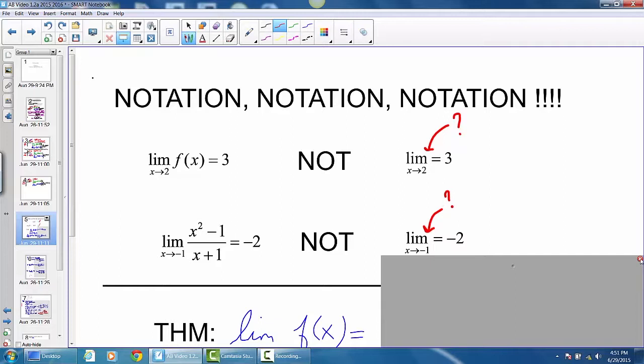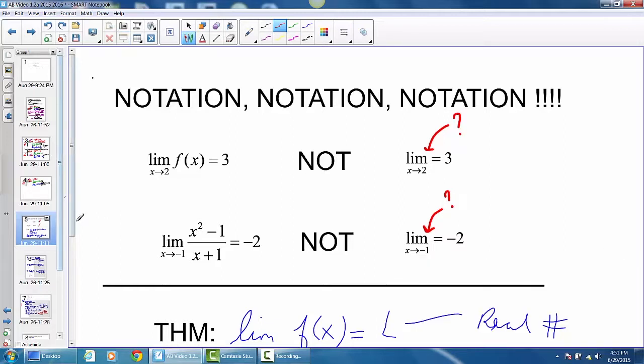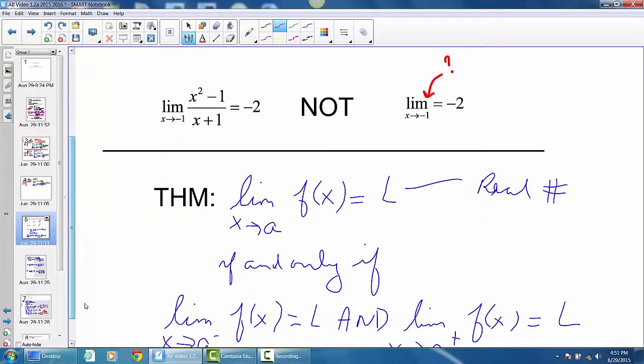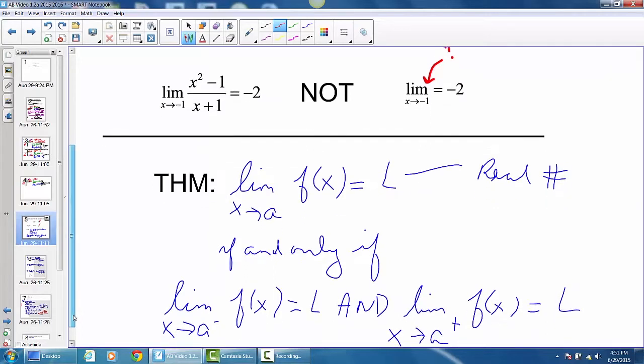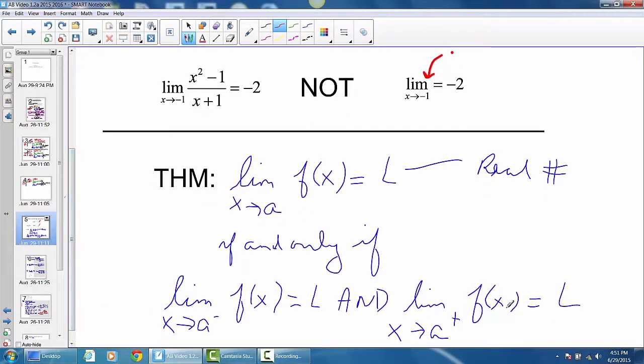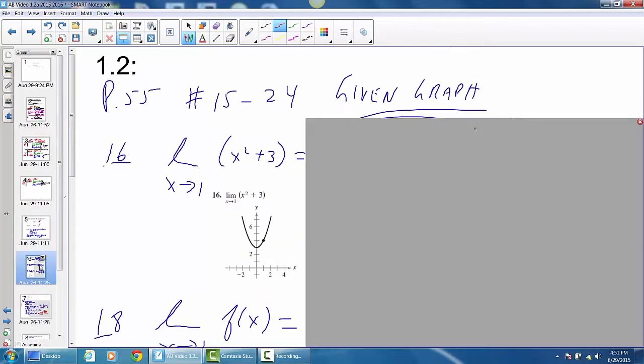Now, the theorem that we've already been using says that the limit as x approaches a number a of a function f of x equals a real number, capital L, if and only if, and if you remember that from geometry, that means I can switch the if and then parts. So it means that if the two-sided limit equals L, that means that the two one-sided limits, the limit from the left and the limit from the right of f of x, both equal that same L. Vice versa, if both of these one-sided limits are equal to L, the two-sided limit is equal to L.